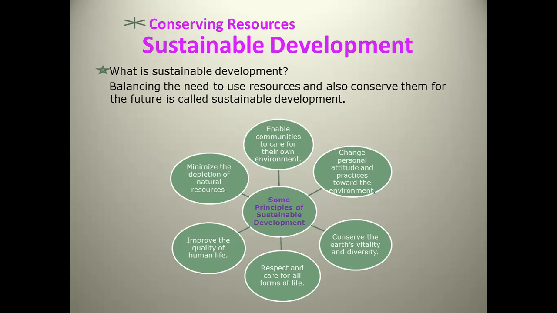First one, respect and care for all forms of life. We should respect all forms of life. Improve the quality of human life. Minimize the depletion of natural resources. Enable communities to care for their own environment. Change personal attitudes and practices towards the environment. Conserve the earth's vitality and diversity. It means we have to make people aware. Not only that, individually, it is also our responsibility to conserve the resources and sustain them for the future generation.